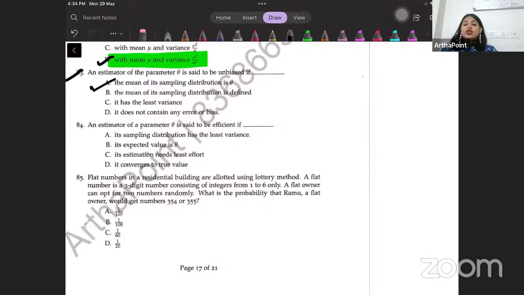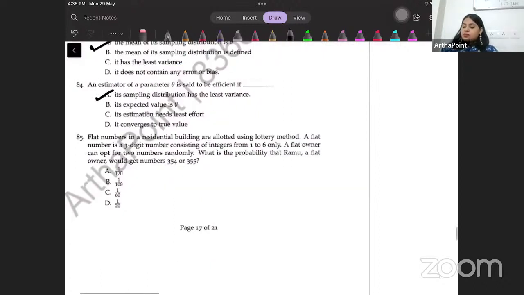It is said to be efficient if... So when is it efficient? If it has the least variance. So the answer to this is going to be that it should have the least variance. So A. Okay, come to the next question.